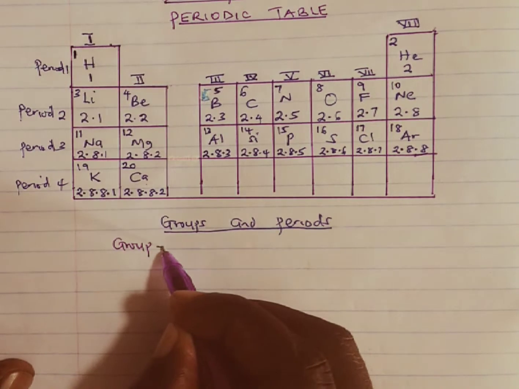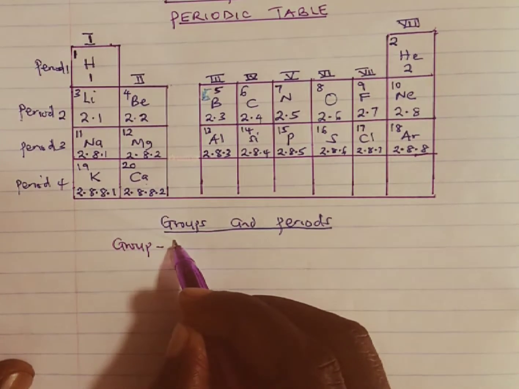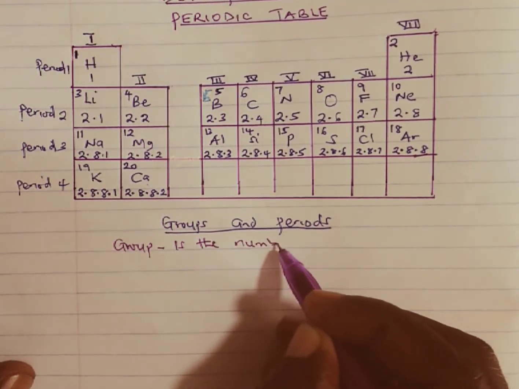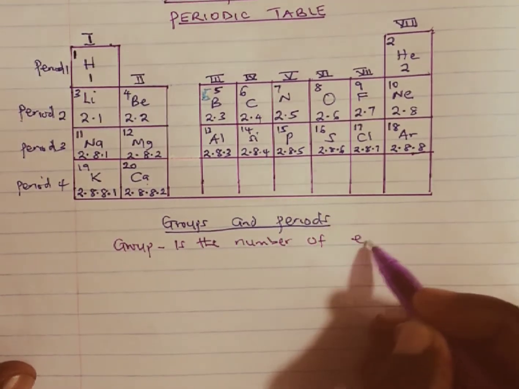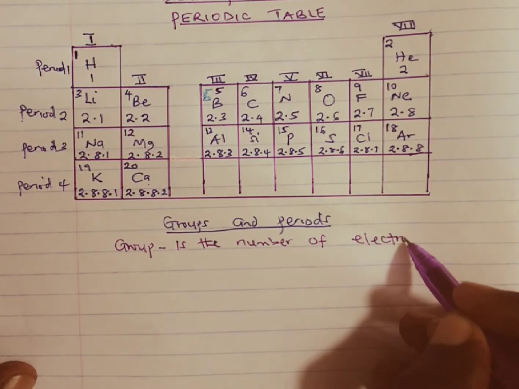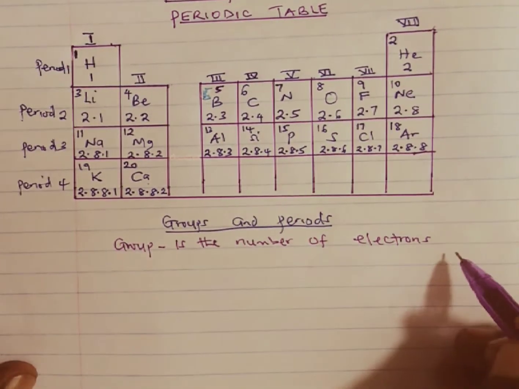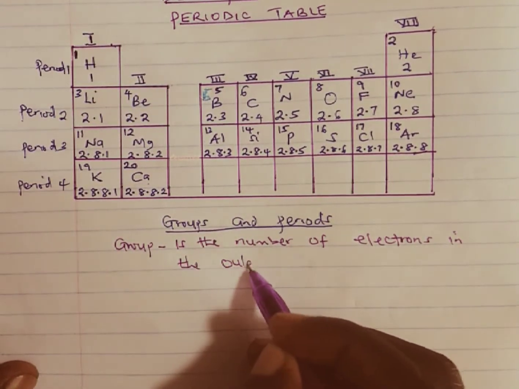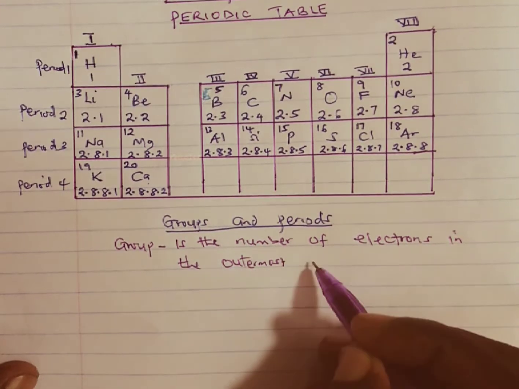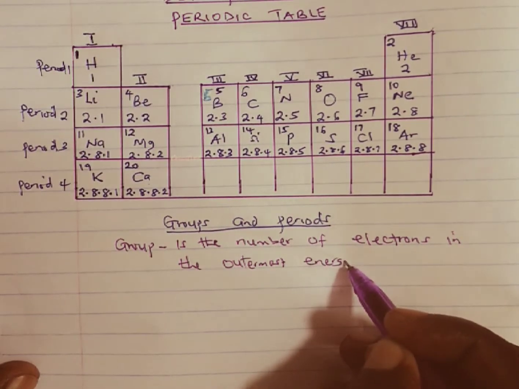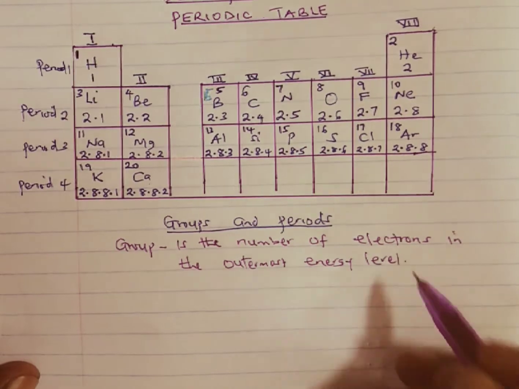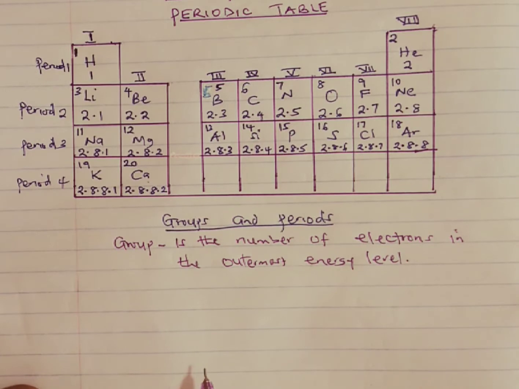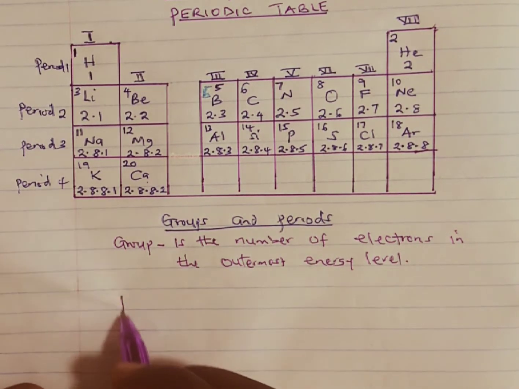In this case now we can define a group as the number of electrons in the outermost energy level. And we know the number of electrons in the outermost energy level, we call them valence electrons. Then of course we have the period.